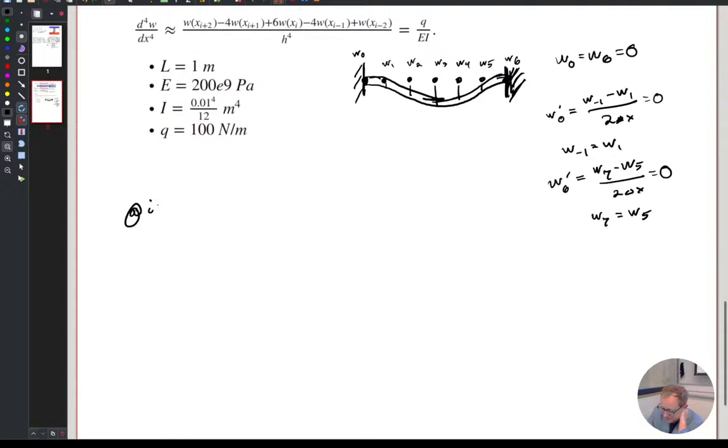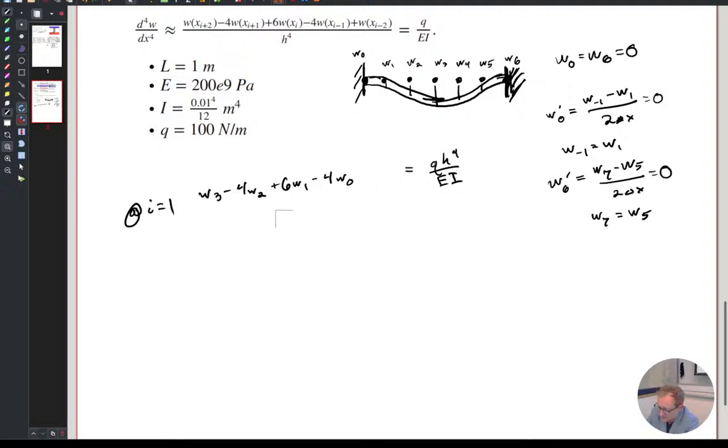So then let's start plugging in for the terms where I want to know the answer. The first place that I'm trying to solve for W is at i equals 1. And this is going to be W3 minus 4W2 plus 6W1 minus 4W0 plus W -1. And all that is equal to QH to the 4 over EI. W -1 is W1.